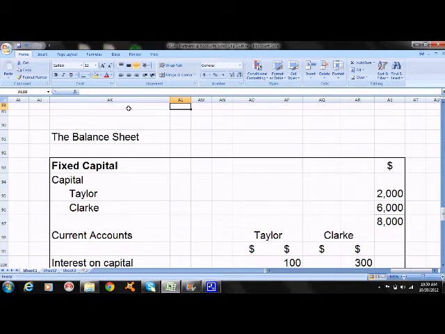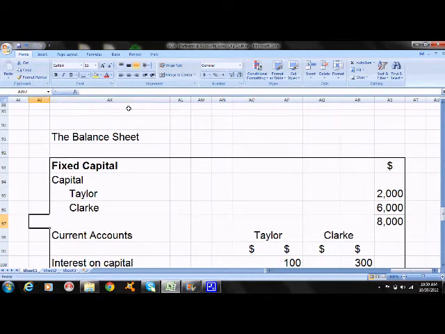Now look at the balance sheet. We can look at the capital and liabilities sides only of the balance sheets for Taylor and Clark at this current moment. We're going to use both fixed and fluctuating capital accounts to look at it. Now first look at the fixed capital account. Capital for Taylor is $2,000 and $6,000, and then you add up everything with $8,000.